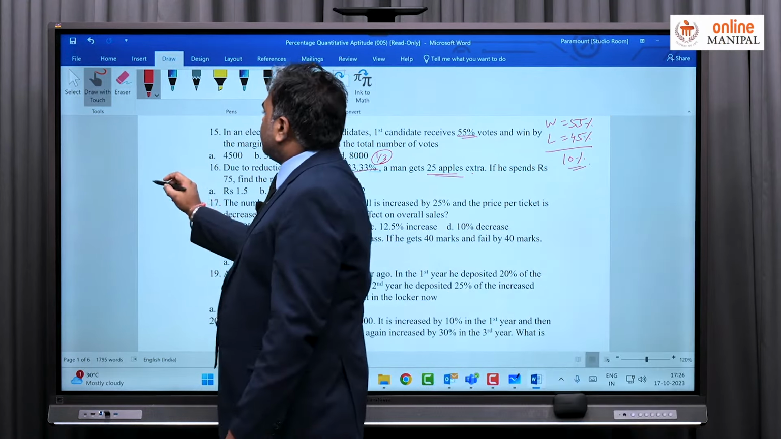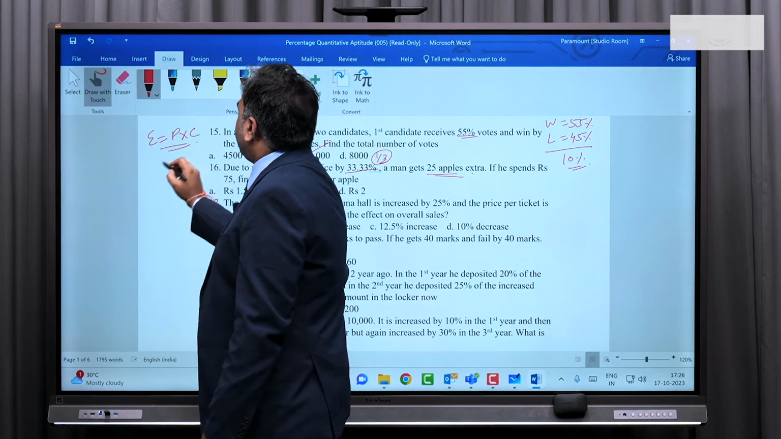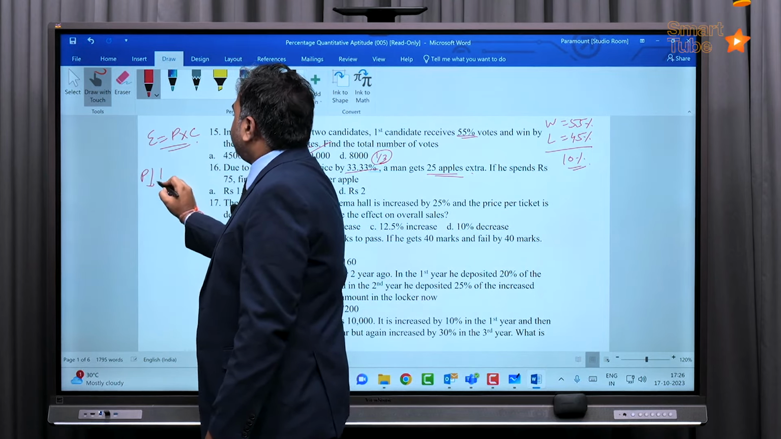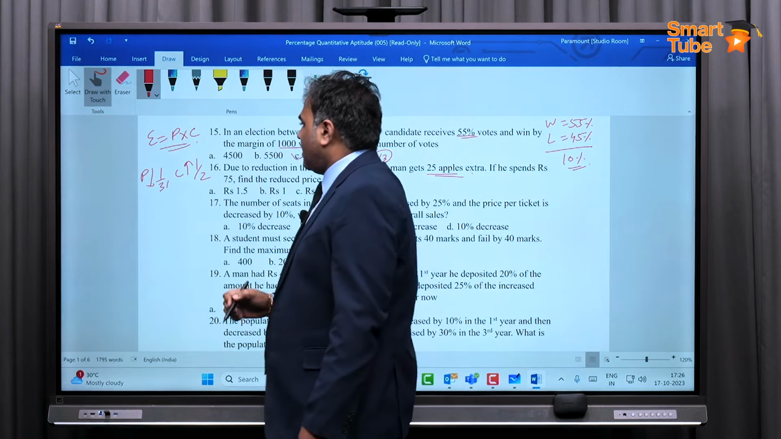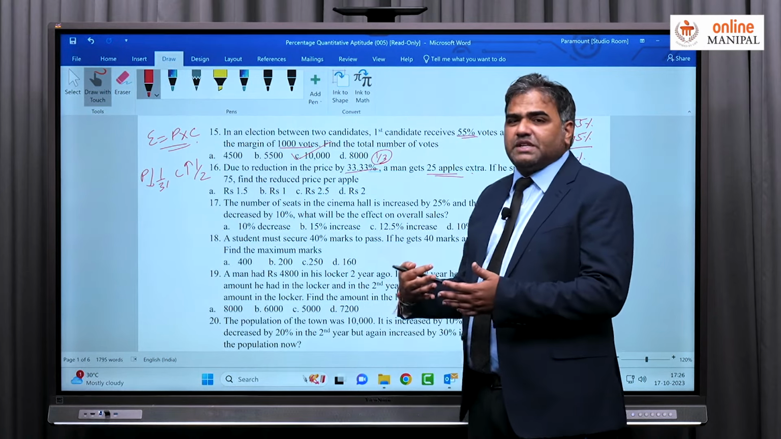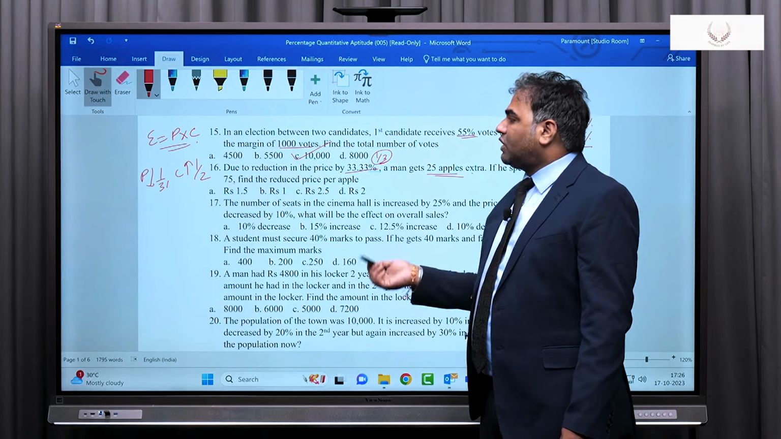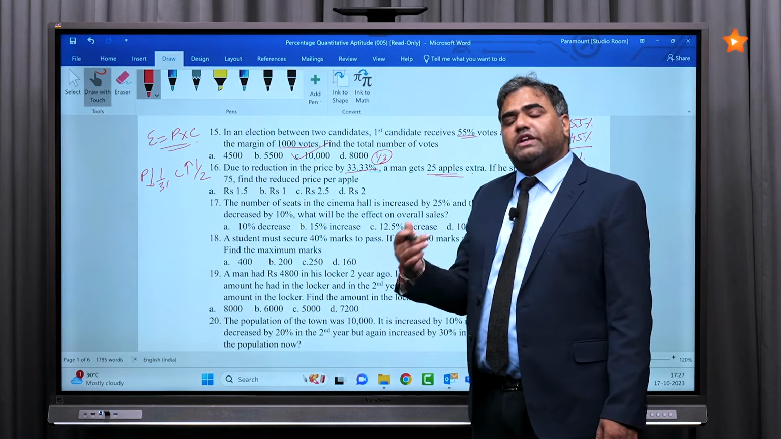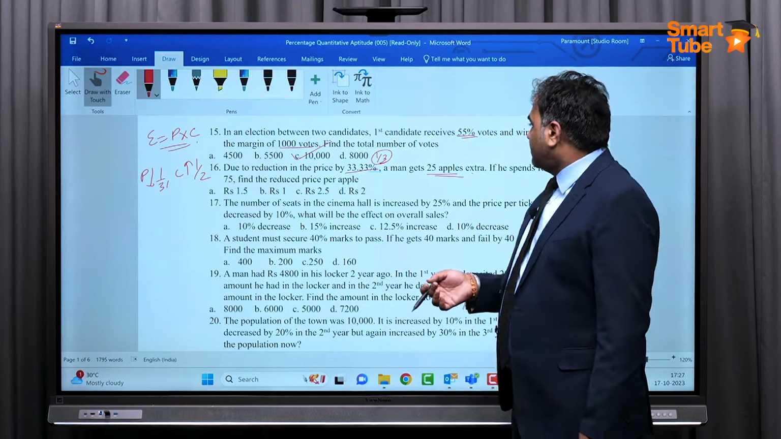So guys, please understand, expenditure is equal to price into consumption, and if your price decreases by 1 by 3, then your consumption will increase by 1 by 2. I hope you are getting this part. In case you're not getting it, you can solve it step by step, and I'll show you the step by step calculation also. So whatever was your consumption, now it will increase by 1 by 2. 1 by 2 means 50%.